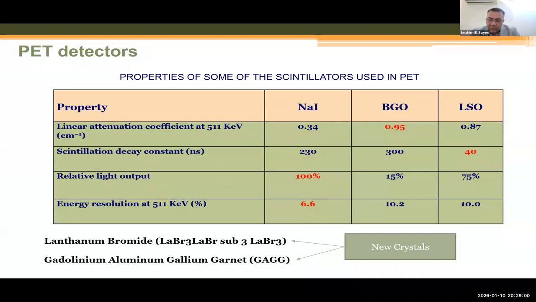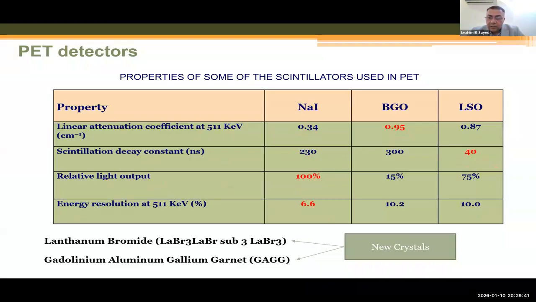Nowadays, Dr. Khalid was asking about the new modalities, the new inventions. They are trying a lot of crystals, like lanthanum bromide. This crystal provides excellent light output and the best energy resolution, around 60.4%. Its timing characteristics are also very good. However, it is highly hygroscopic, like sodium iodide, and mechanically fragile. It can be broken easily, which makes it commercially not available up till now.